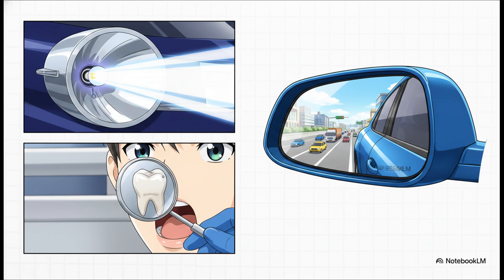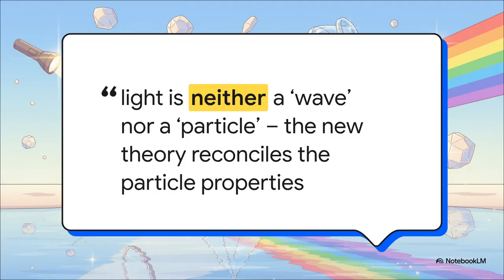And then there's convex mirrors, the ones that bulge out. They are perfect for the side mirrors on cars. Why? Because they always give you an upright image. Plus, they show you a huge area behind you, which is exactly what you want for staying safe on the road, right?